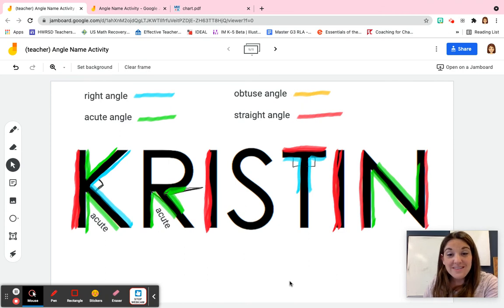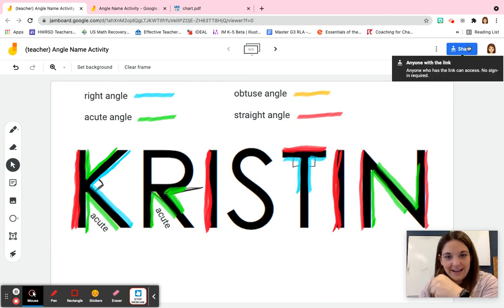So have some fun with this today, my friends. Label them, color code them, whatever it is you need to do. Don't forget to share it with me, please. So as soon as you open this up, hit that share button and share it back with me.